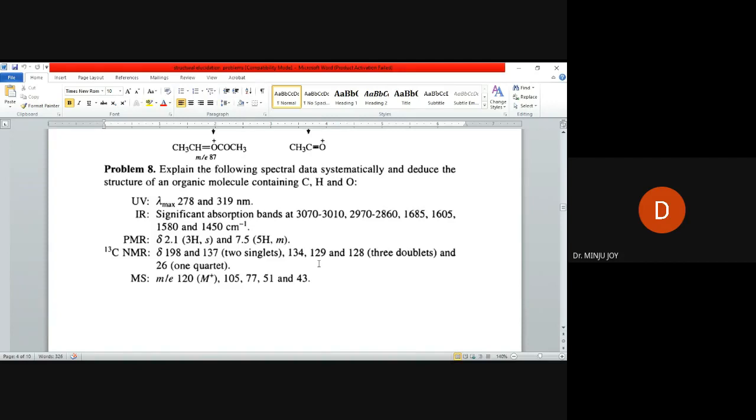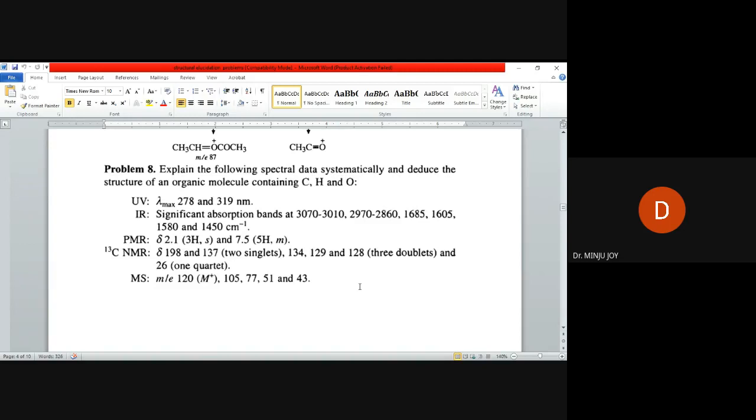Then carbon NMR: 198 and 137, these two are singlets, and 139, 129, 128, these are three doublets. And at 26, there is a quartet. The m/e values are 120, 105, 77, 51, and 43.